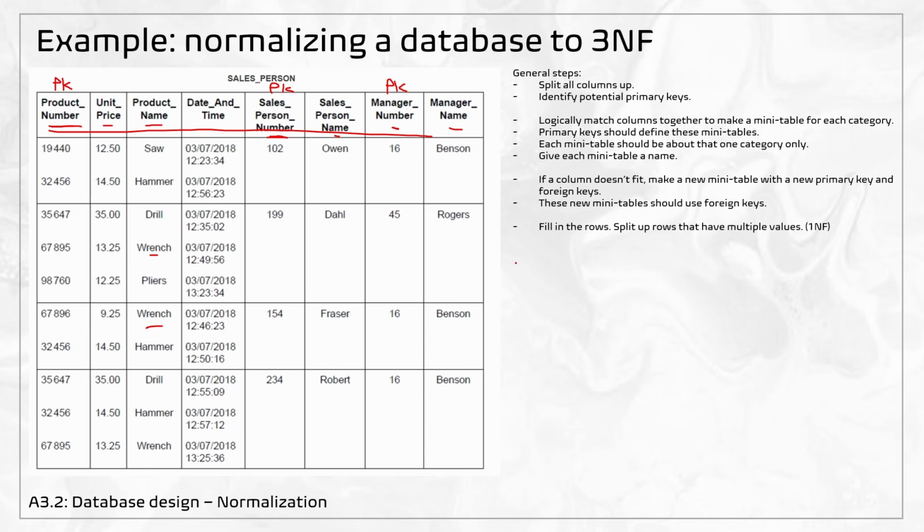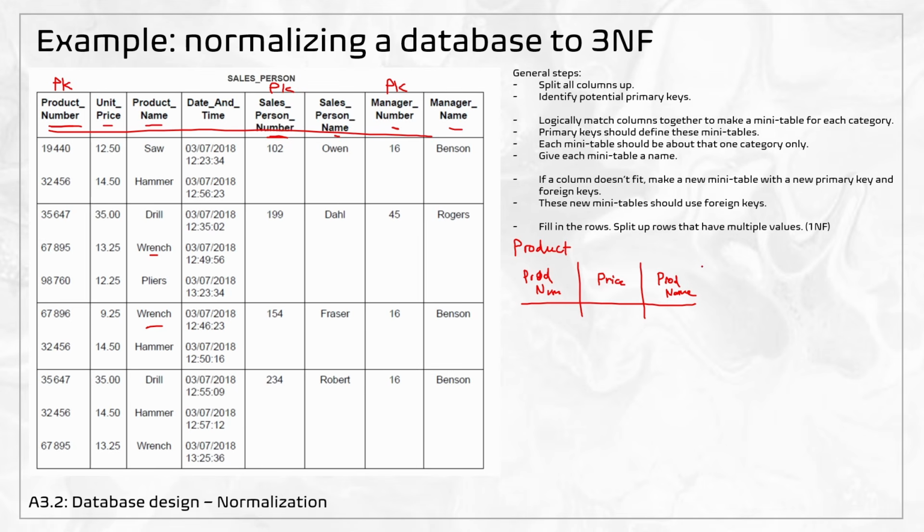So now let's actually make these mini tables, or let's just define the columns that make up these mini tables. So let's start with product. So we have product number. I'll just write product number. I'll also write price, and I'll also write product name, like this. And this is going to be one of our mini tables. We'll just call this table product, like so.